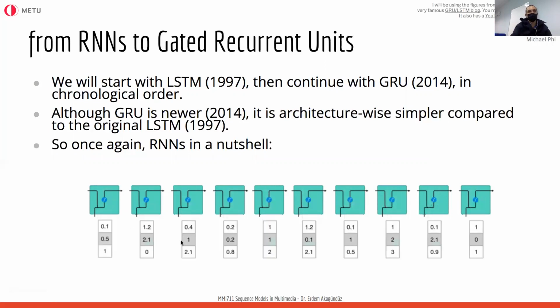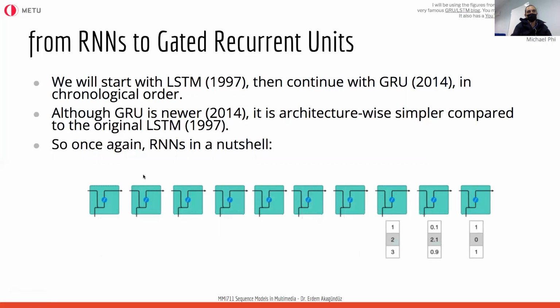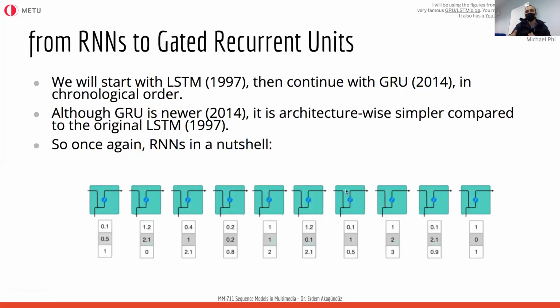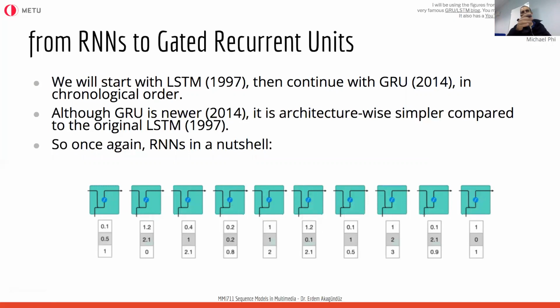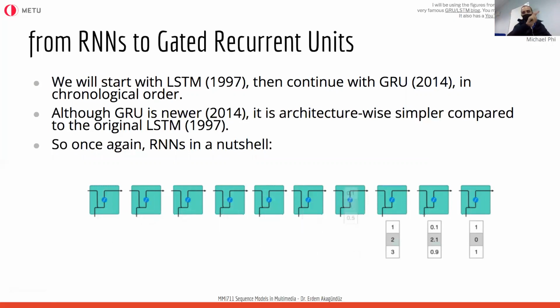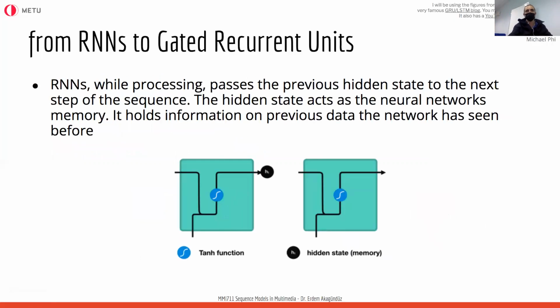So as I feed the network, these hidden states are passed between the same cell, which is, as you can see in the figure, unrolled in time. And I've unrolled it in time into 10 cells because my sequence length is 10. Okay, this is RNN in a nutshell. So while processing, what you do is you're passing the previous hidden state to the next state.